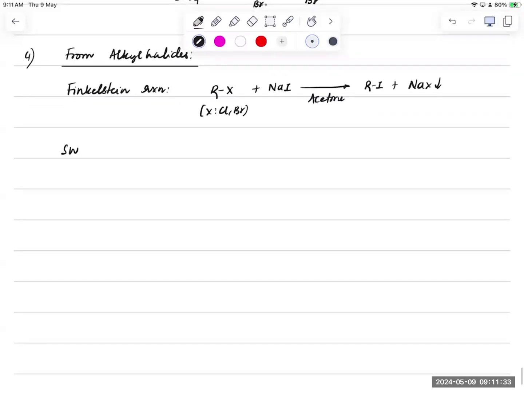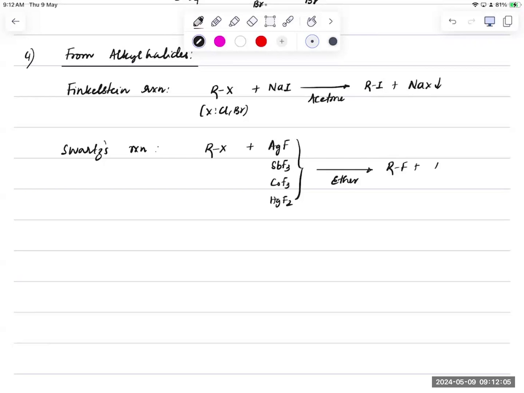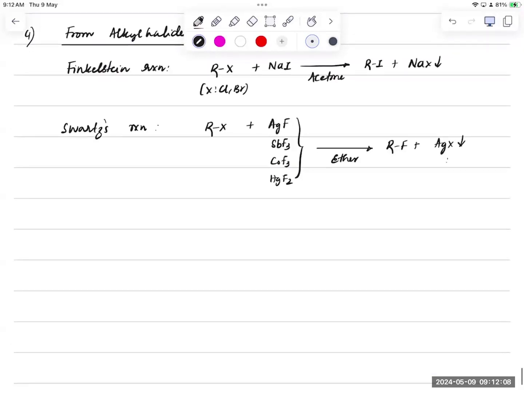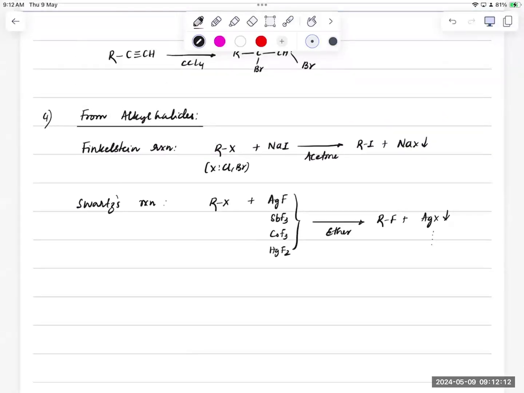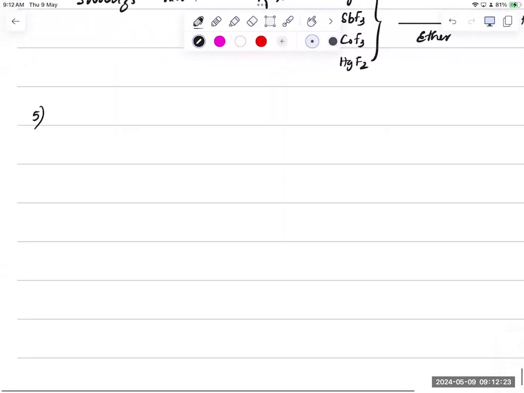This is Finkelstein's reaction. Then we learn the Swarts reaction, which is RX plus AgF or SbF3 or CoF3 or Hg2F2, any of these, if you treat it in the presence of ether, we will get RF plus AgX getting precipitated, or others getting precipitated. This is the Swarts reaction. So I hope this point is clear, right? What is the Swarts reaction, how it is done. Next, fifth one, from alcohols.